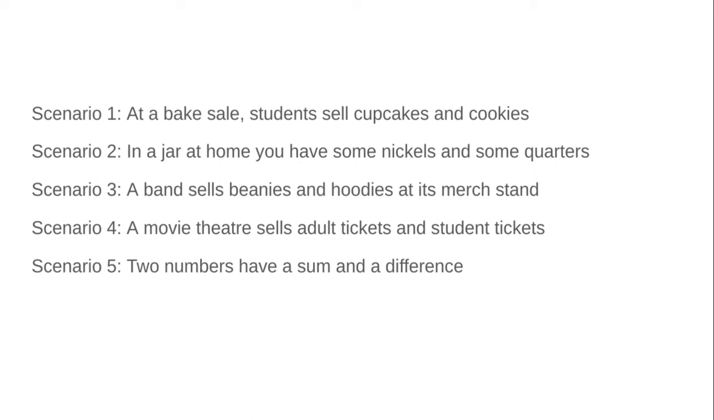Scenario 1, 3, and 4, all very similar. You're going to come up with a price for each of those two items and a total amount of sales. And you're going to have to come up with a total amount of things that were sold. So 125 cupcakes and cookies, or at the merch stand, they sold a total of 70 beanies and hoodies, or whatever it is. And then you write your two equations.